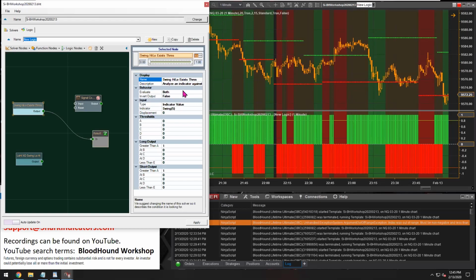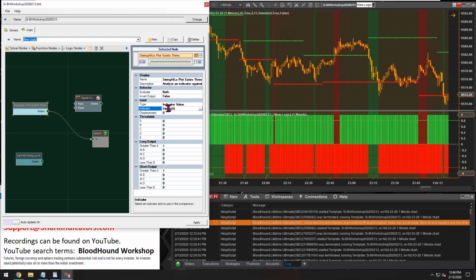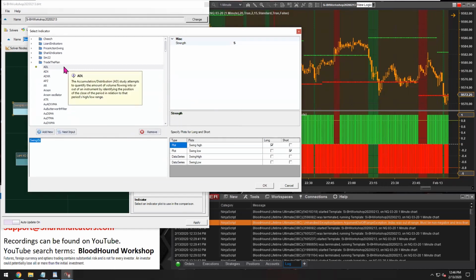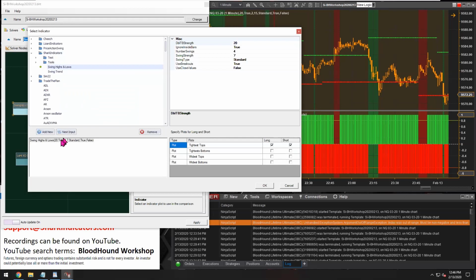Maybe I should just fill that in there. So we're identifying whether the swing high or low plot exists. All right, anyways, let's put this back to the swing highs and lows indicator. And again, let me adjust the settings and select the plots again.